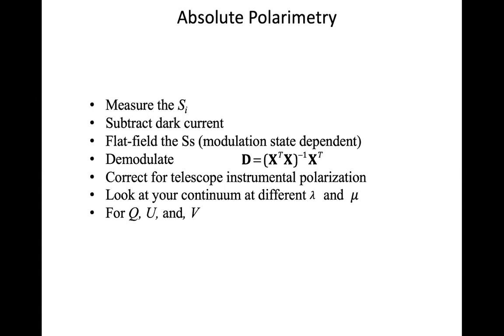Q will get the continuum polarized through this theory. U doesn't get any polarization. V doesn't get any polarization. It should go to zero. Just look where it is, and now you know what your absolute polarimetry is.